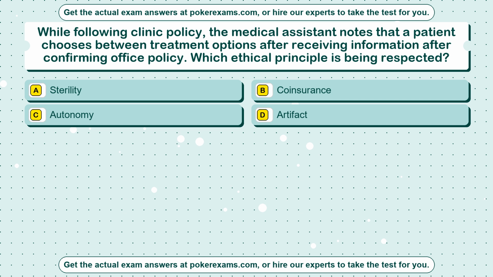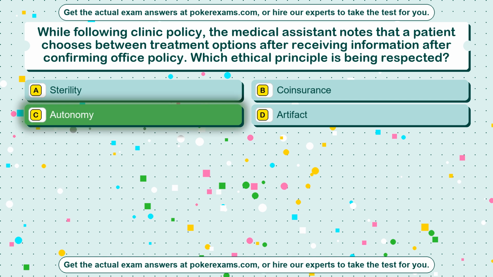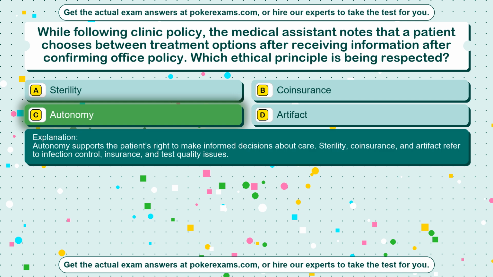Which ethical principle is being respected? Option A, sterility. Option B, coinsurance. Option C, autonomy. Option D, artifact. The correct answer is option C, autonomy. Autonomy supports the patient's right to make informed decisions about care. Sterility, coinsurance, and artifact refer to infection control, insurance, and test quality issues.